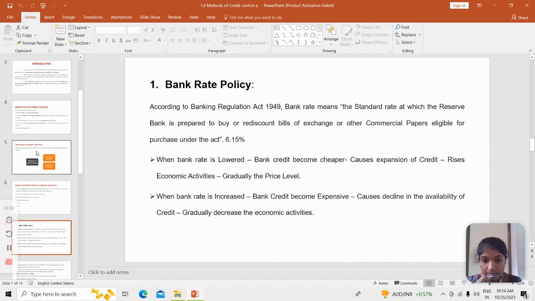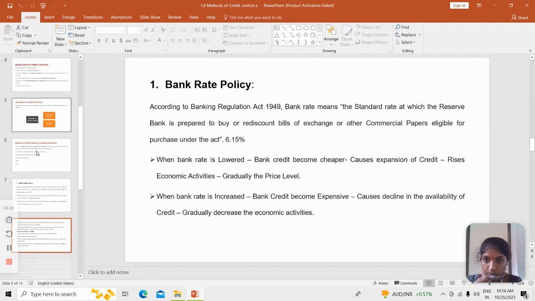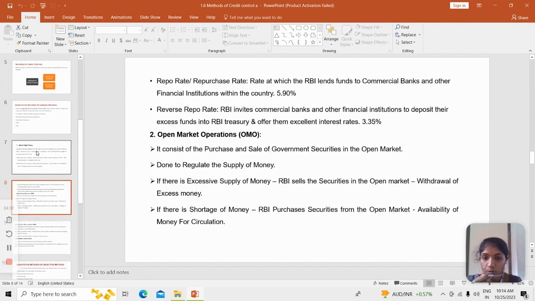At that time bank credit becomes expensive, so it will gradually cause a decline in the availability of credit. Gradually it will lead to a decrease in economic activity due to the reduced availability of credit. So this is the first quantitative credit control method. Second one is open market operation.